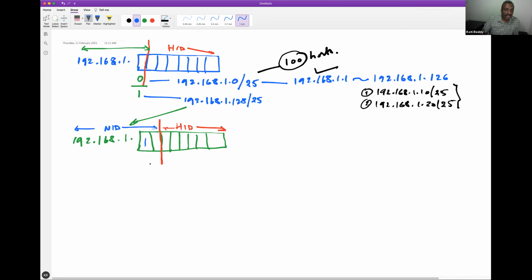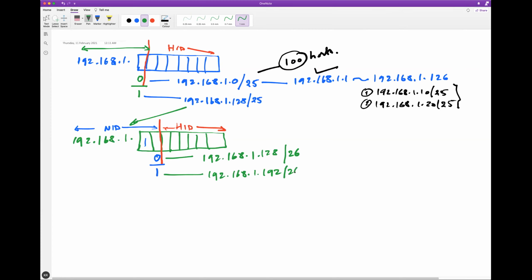If I leave 6 bits, what combination will I get? I get 0 here, and I also get 1, right? If I take the 0 combination, I get 192.168.1.128 slash 26. And for the 1 combination I get 192.168.1.192 slash 26 network, right?